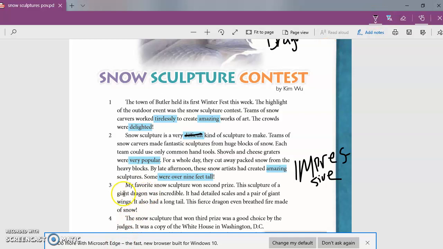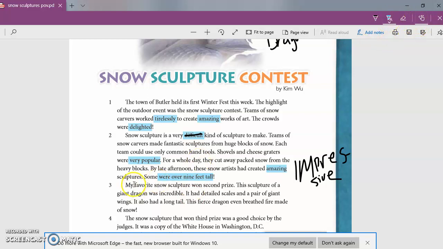My favorite snow sculpture won second prize. This sculpture of a giant dragon was incredible. It had detailed scales and a pair of giant wings. It also had a long tail. This fierce dragon even breathed fire made of snow.